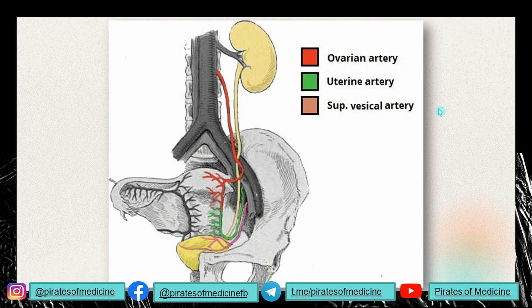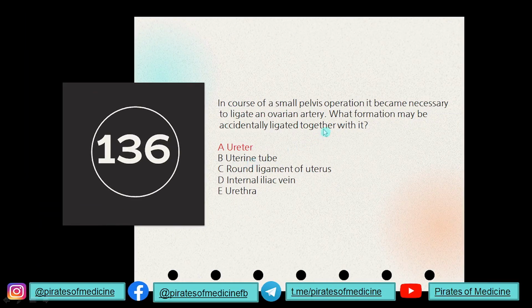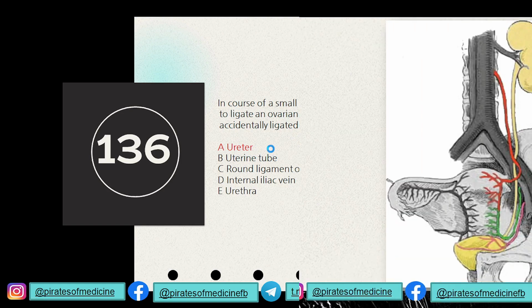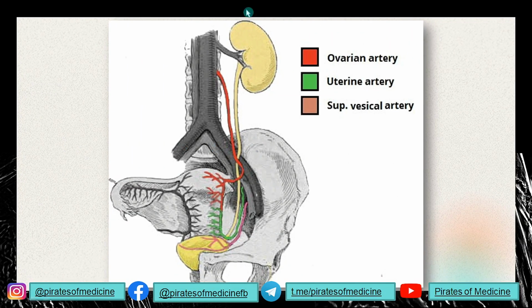Sometimes incidentally they can be ligated or cut, because normally ureters and arteries in surgical fields may look the same, and accidentally the surgeon can cut them. So the ureter can be accidentally ligated together with the ovarian artery because it lies close to it. That is why the answer is ureter. You can even look, this is the ureter, and it lies very close to the ovarian artery and even very close to the uterine artery as well. So the answer is ureter.